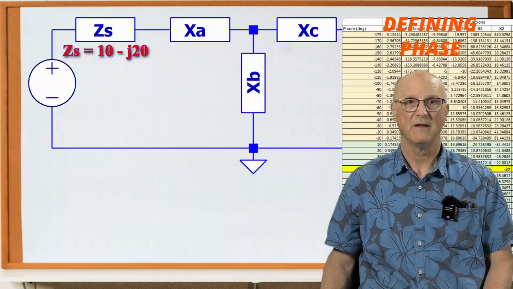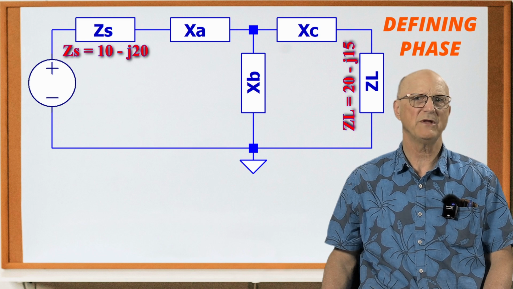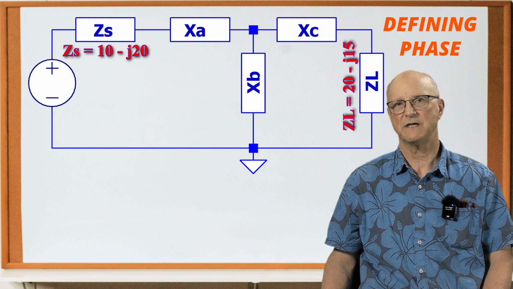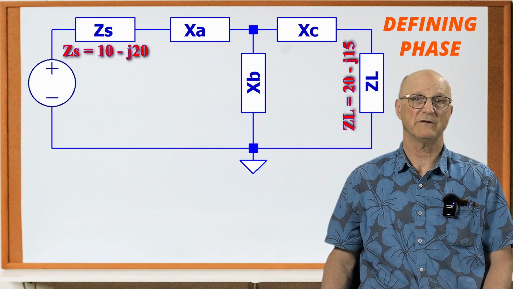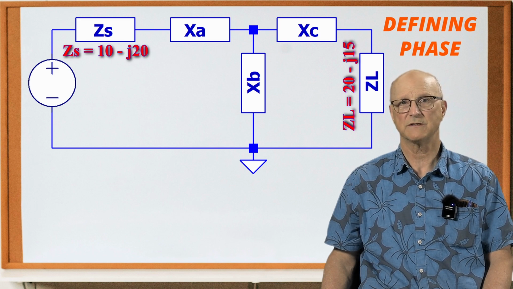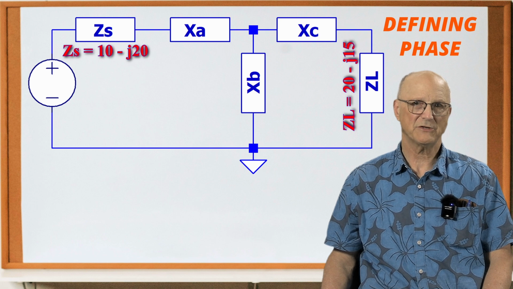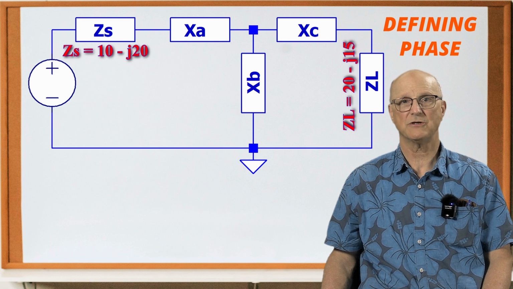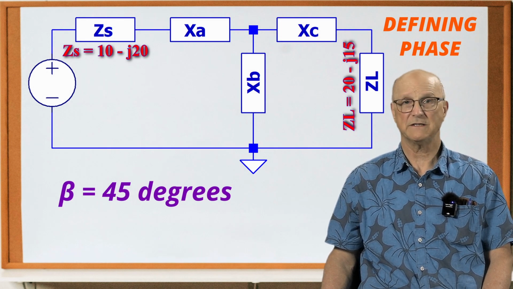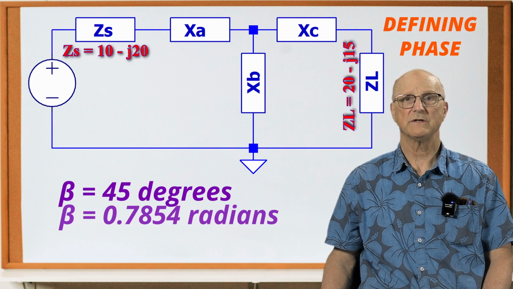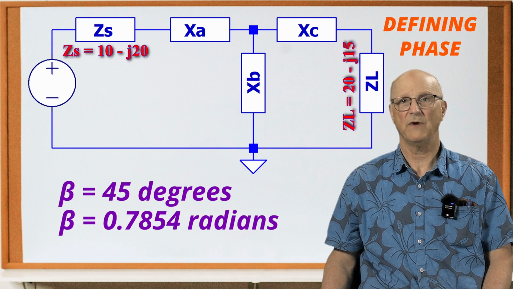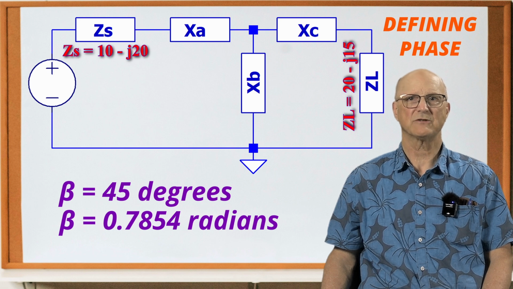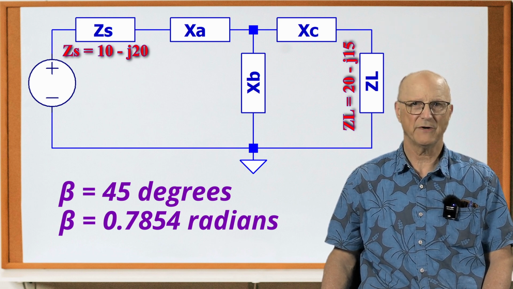What I discovered was that reasonably realistic component values existed between plus 20 and plus 170 degrees and between minus 160 and minus 130 degrees. Based on what I saw in my spreadsheet, I'm going to choose a phase angle of 45 degrees for this particular application. So beta, our phase angle, is equal to 45 degrees or 0.7854 radians. Now that we have the phase angle, we can move on to calculating X1, X2, and X3.